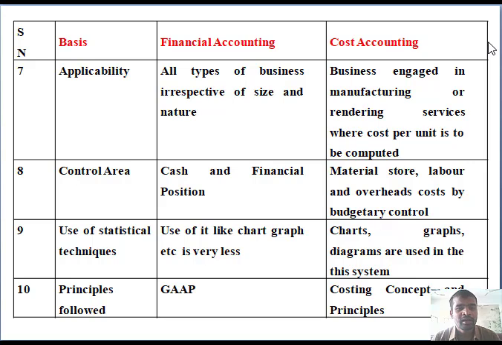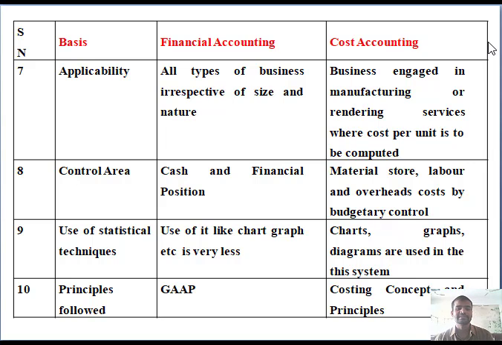So next, the eighth one, the control area. Cash and financial position can be controlled in financial accounting. But in case of cost accounting, material, labour and overhead costs are controlled by budgetary control or standard costing. Next, the ninth difference is use of statistical techniques. Use of charts, diagrams and graphs is very limited in financial accounting. But in case of cost accounting, charts, graphs and diagrams are used in this system.